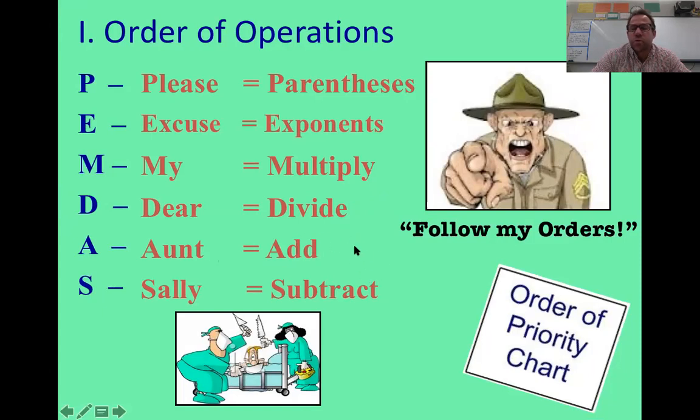What matters is who got in line first. You don't have to always do the addition first. It just matters who got in line first. Okay, so let's try some examples here. I want you to think about who gets priority. So what's the order of priority?